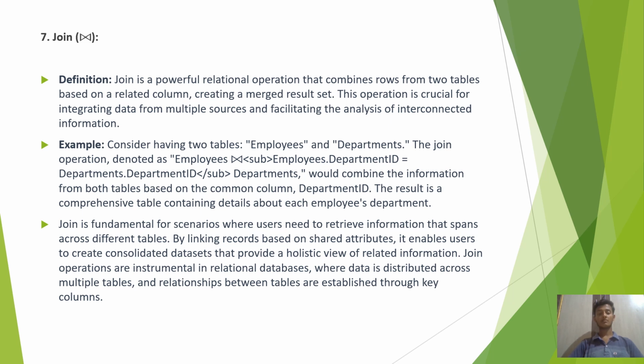Example: consider having two tables, employee and department. The join operation, denoted as employee join department on employee.departmentID equals department.departmentID, would combine the information from both tables based on the common column, department ID. The result is a comprehensive table containing the details about each employee and department.